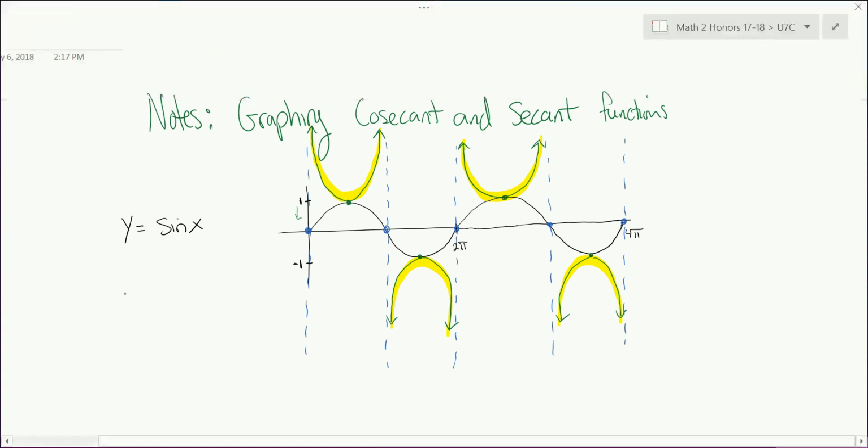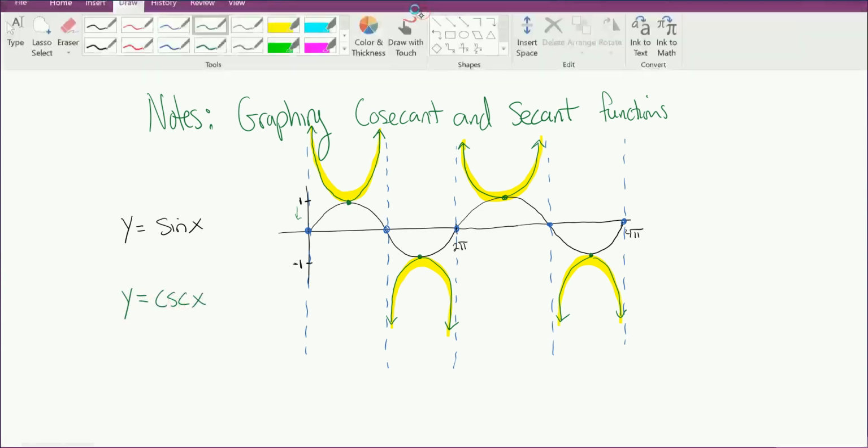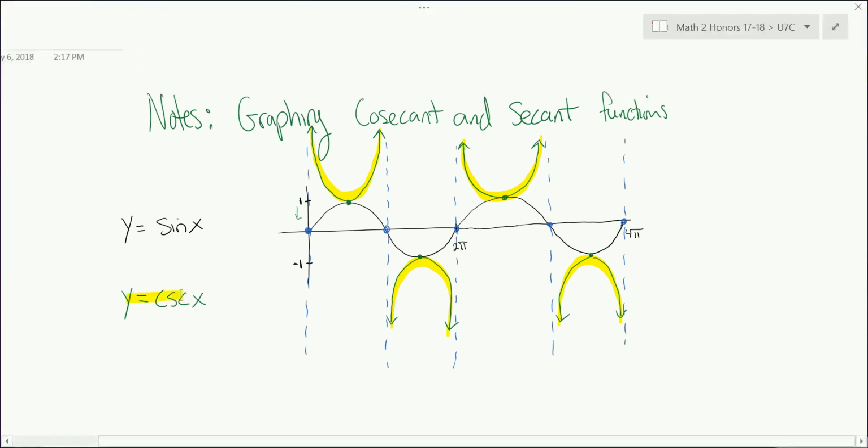Right below this, y equals cosecant x, and I'll highlight it with the same highlight to show you, okay, we got a couple graphs on here. The highlighted one is the cosecant one. The one in black ink is the sine. And there's a relationship between them. They're reciprocals of each other.